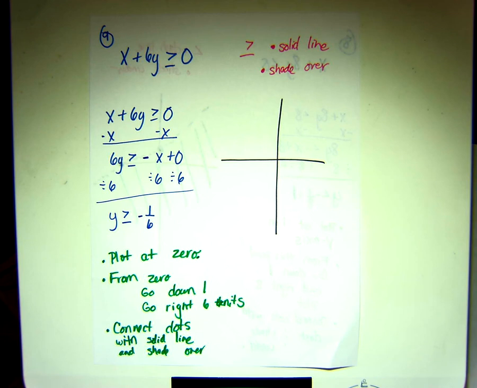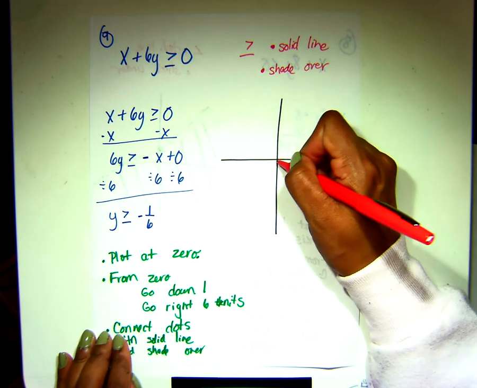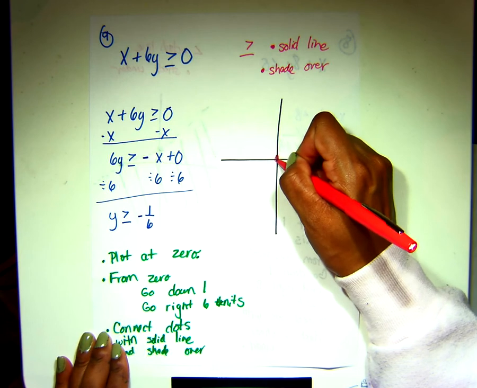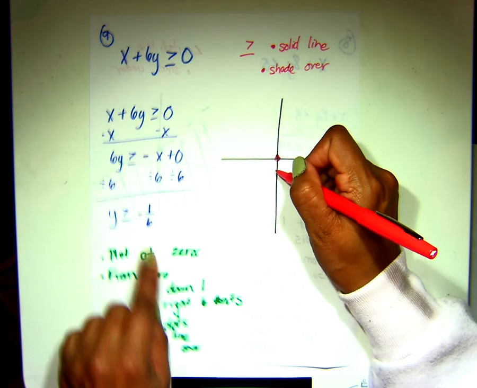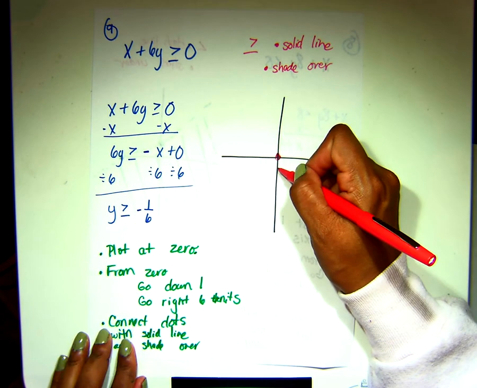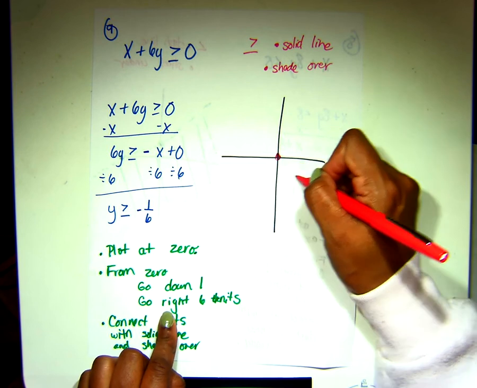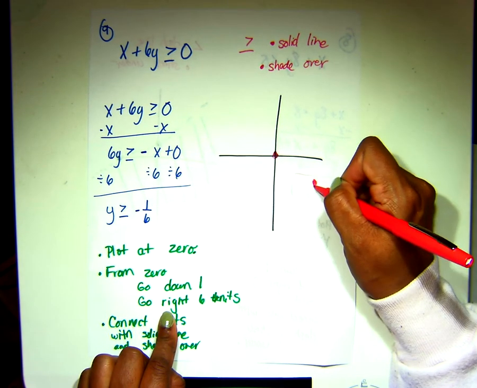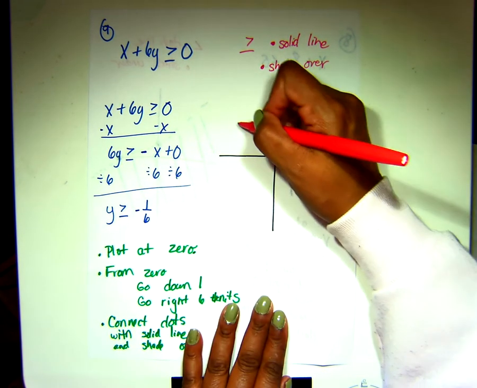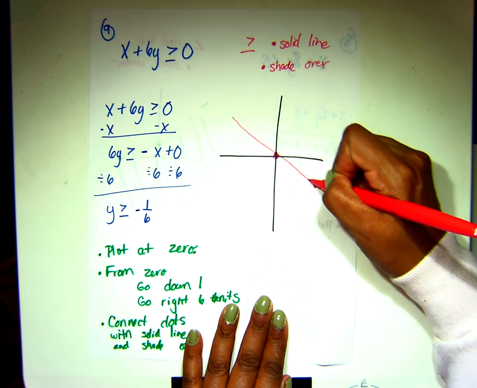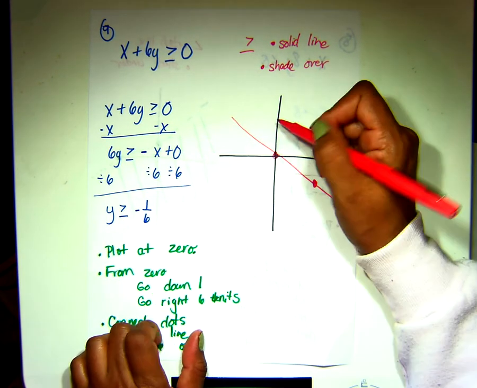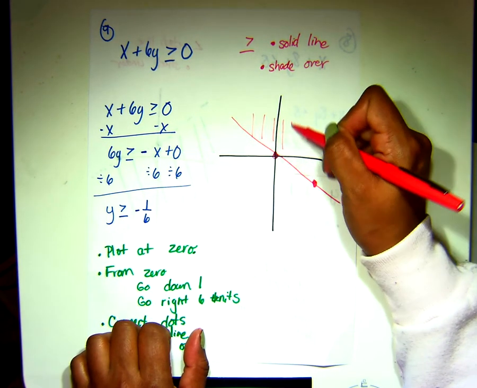So when we do our rough sketch, we're going to start at 0 because there's nothing here. From that 0, I'm going to go down 1, and I'm going down because it's a negative 1. And always go right 6 units. Now again, this is a rough sketch. I'm going to connect my dots with a solid line. And because it's greater than, I'm going to shade over.